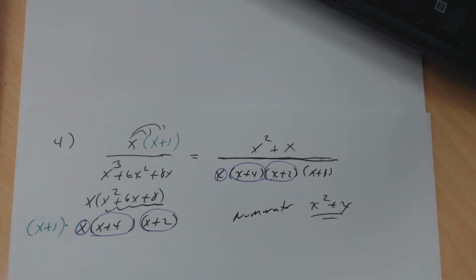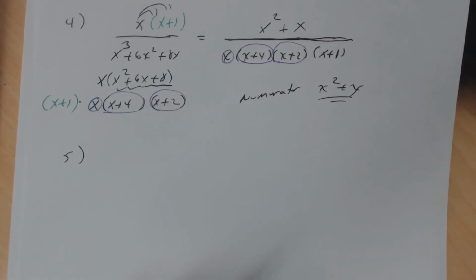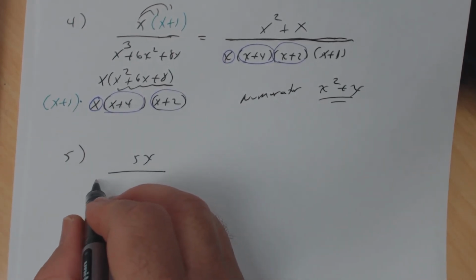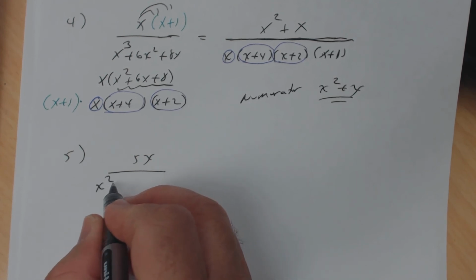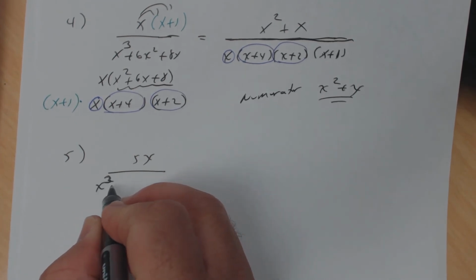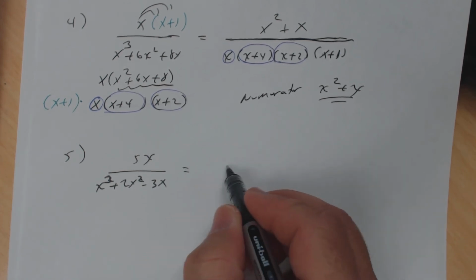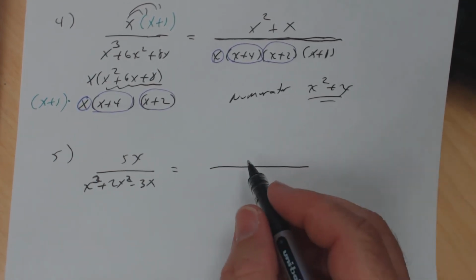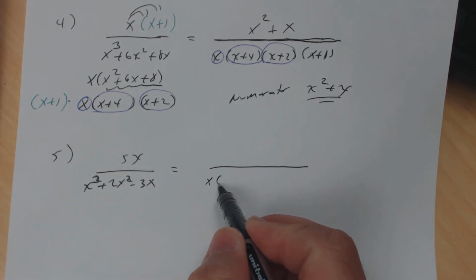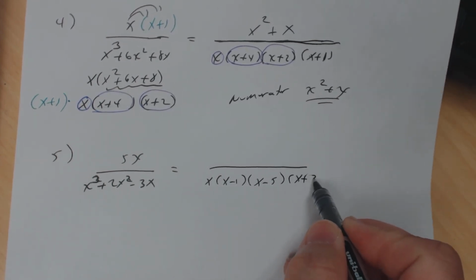All right, number 5. Suppose you had, let's say you had 5x divided by x squared. Actually, that's x cubed plus 2x squared minus 3x, equal, and then you want this fraction to be equivalent to this one that has this denominator: x times x minus 1, x minus 5, x plus 3.